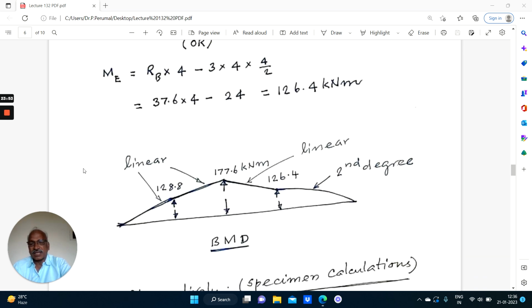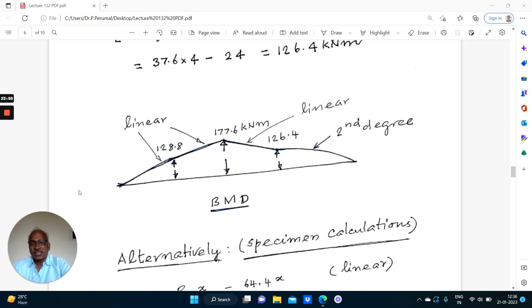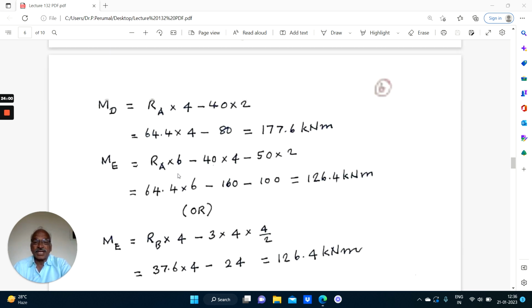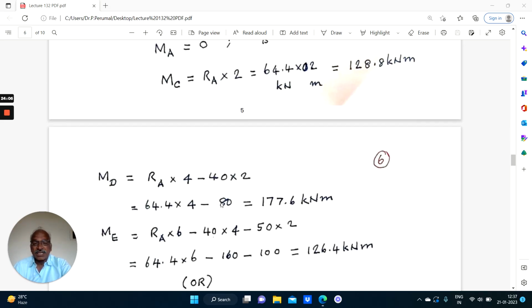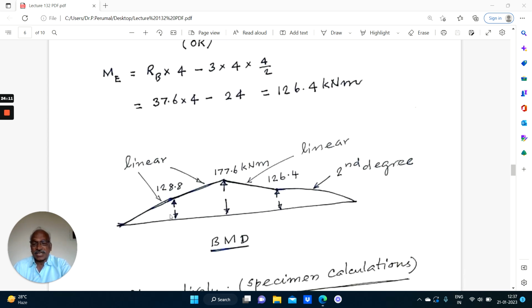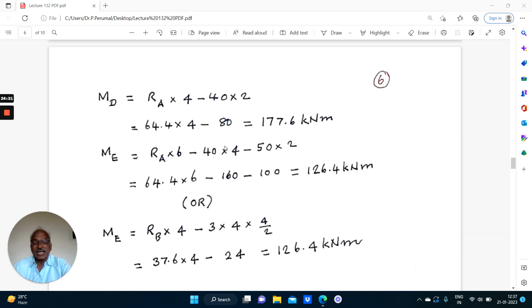Right. And this is the bending moment diagram. So these are ordinates we have calculated already: 128.8, then 177.6, 126.4. These values are plotted here. So the bending moment diagram will be linear, and second degree. Now we have directly calculated. This calculation will be sufficient if you are familiar with the calculation. After doing 1 or 2 problems, this will be sufficient.